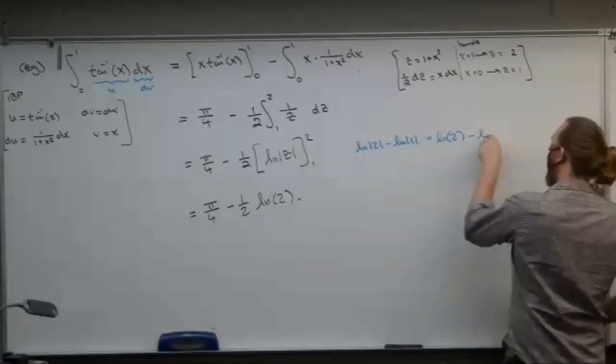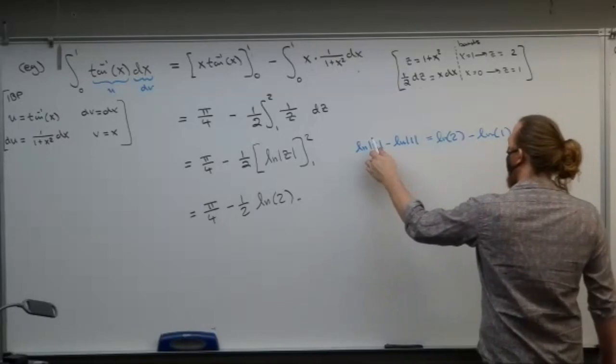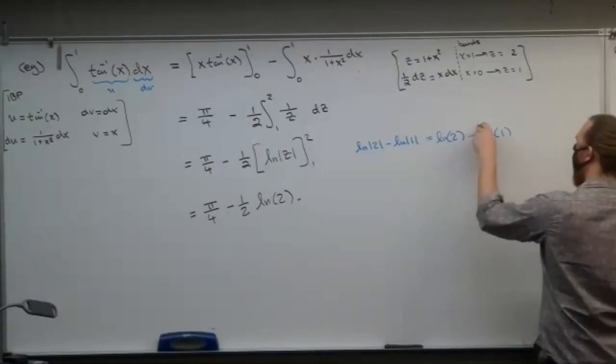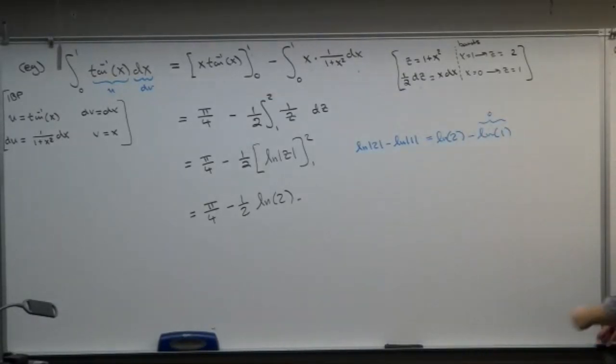Details here if you want them. Absolute value of 2 is 2, absolute value of 1 is 1, natural log of 1 is 0.